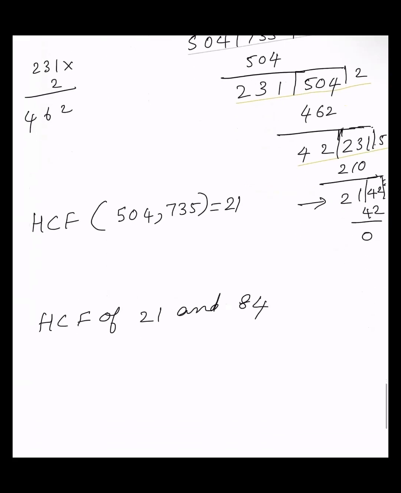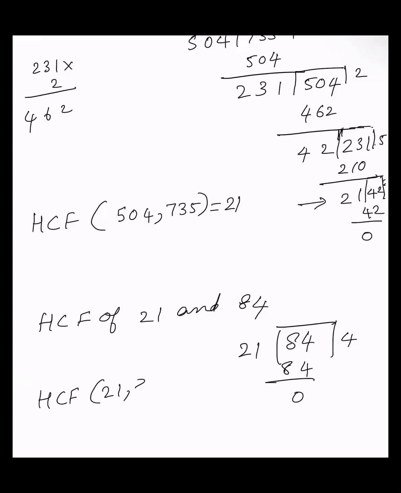Do the same. That HCF will be the HCF of all the three numbers. Exactly. So now to divide it, I think it will go directly, right? 4 times. So 4, 8. Yeah, it is direct. So basically, what is the HCF of 21 and 84? It is 21.